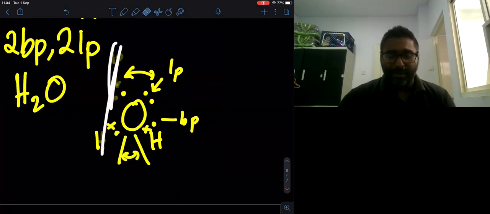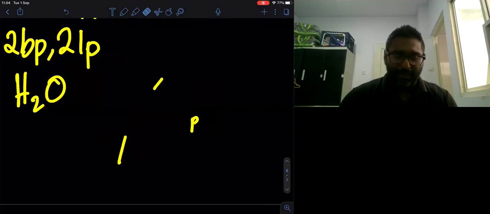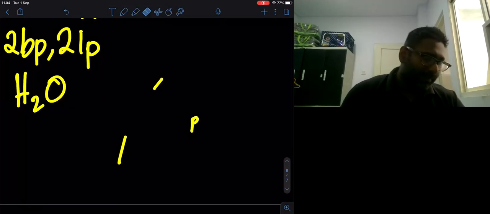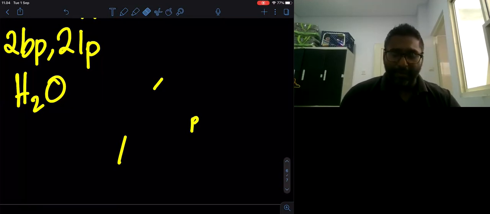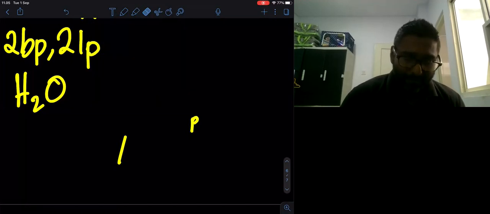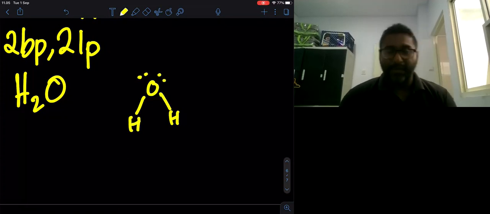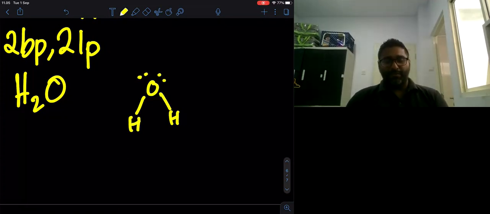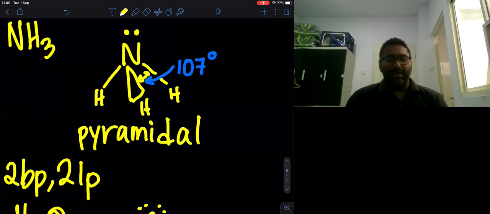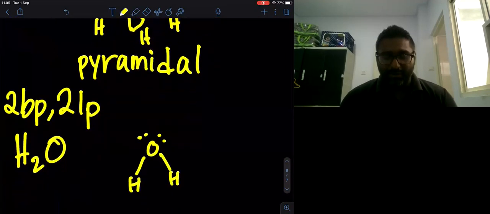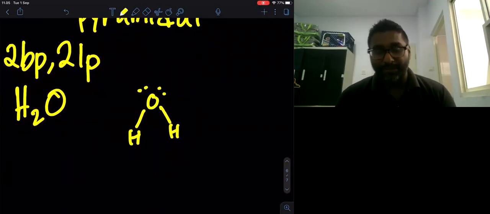So if I put this down again, the shape is going to become bent. Let's say O and O, you will get something like this. The bond angle is going to be way smaller than the previous one, the earlier one is 107. So now it should be way smaller than 107 because of the more repulsion.